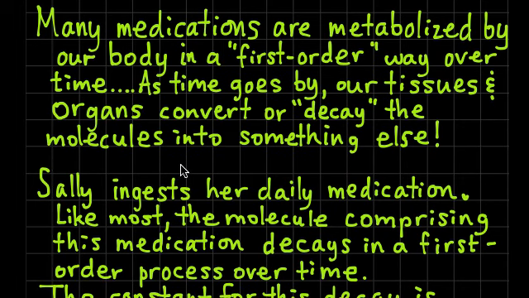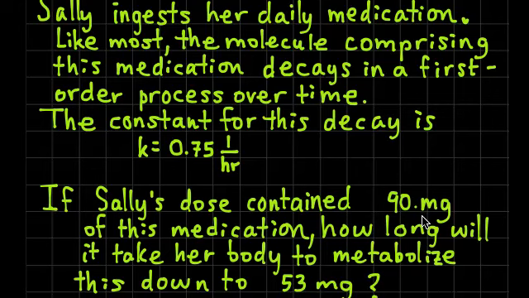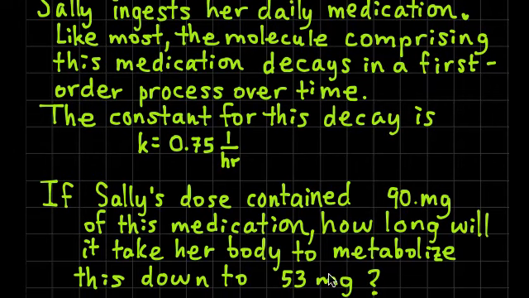Let's say some hypothetical person takes her daily medication, and let's say the constant for that decay over time is 0.75 1 over hours. Interesting. She takes 90 milligrams, and we're wondering how the pill that she takes that contains 90 milligrams of medication, how long will it take for that medication to drop to 53 milligrams?